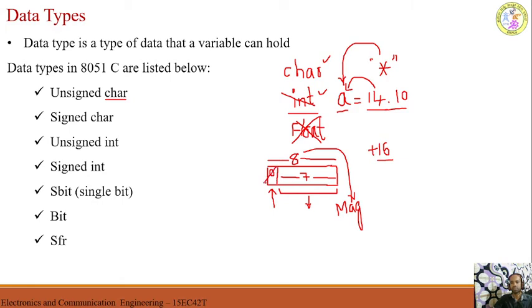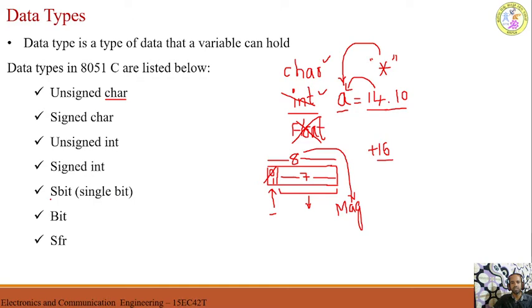Otherwise, if this bit is equal to 1 instead of 0, then that is a negative number, it is minus. If this is 1, then this number is a negative number. If this bit is 0, then this number is a positive number. So this is how we are going to decide whether the given number is a signed number or an unsigned number, so that it is a negative number or positive number respectively.